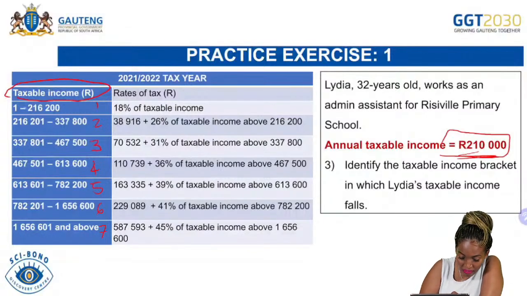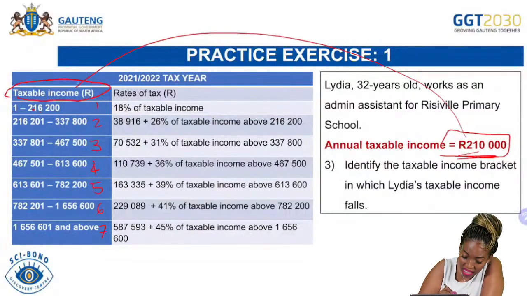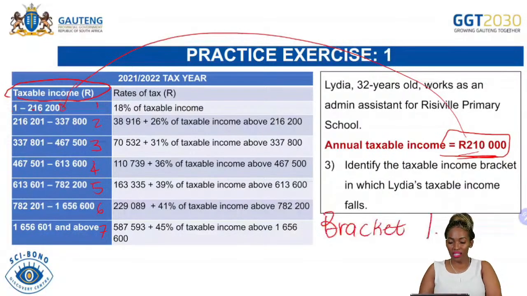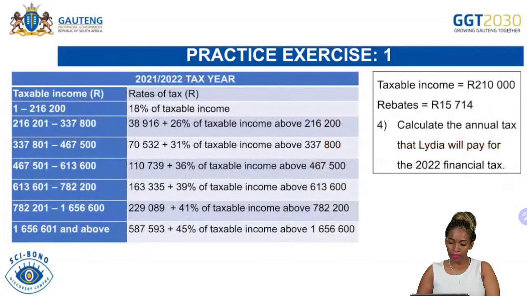Let's check. The first one, between 1 and 216. Between 216 and 210, which one is bigger? 216. So it means this 210 definitely falls within the first bracket. So our answer would be bracket number 1. That is the answer for number 3.